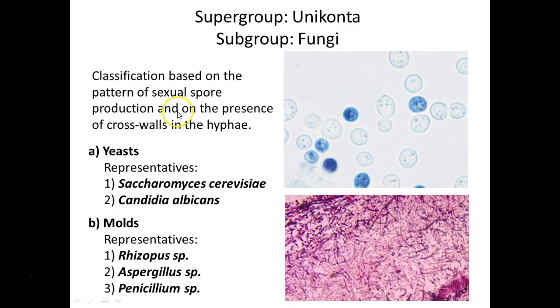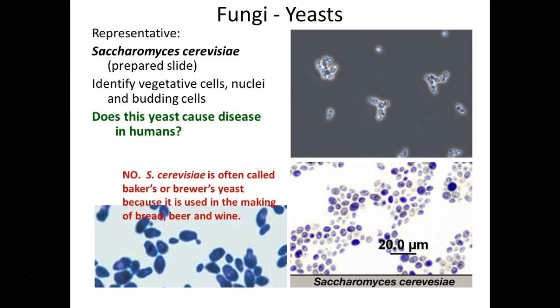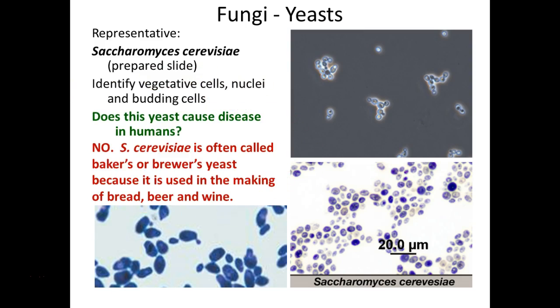So these guys are classified by their sexual spore production and the presence of cross walls in their hyphae for molds. So we have 3 species we'll look at of molds and 2 yeasts. So Saccharomyces, anyone know what we use this one to make? Beer, wine, bread. So, does it cause disease in humans? No. This is the one we like.